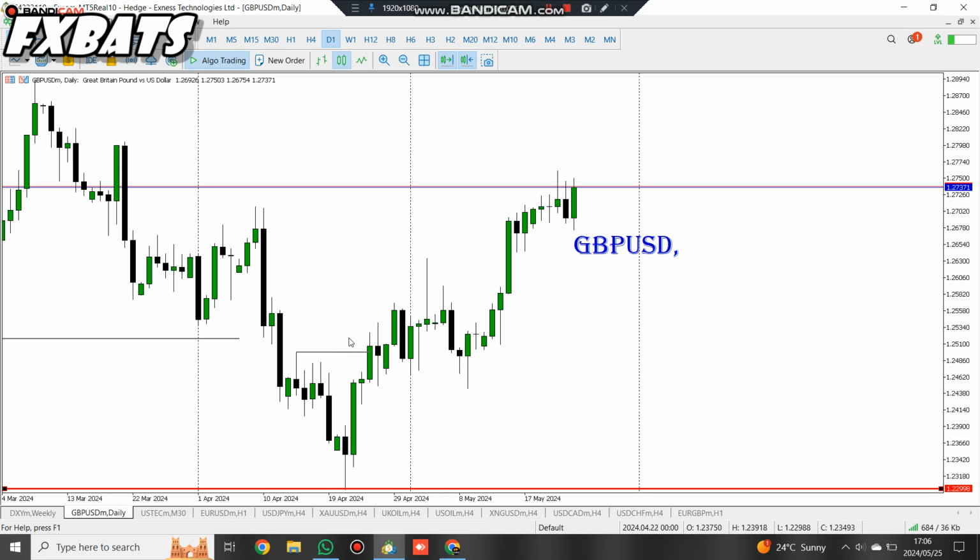I would say this could be a CHoCH, and our inducement was here on daily, so price never took out the inducement. It rallied much higher, and the inducement was here. This was the inducement which was taken out. After the inducement was taken out on daily, we could see that price continued to rise much higher to break higher and give us another break of structure.